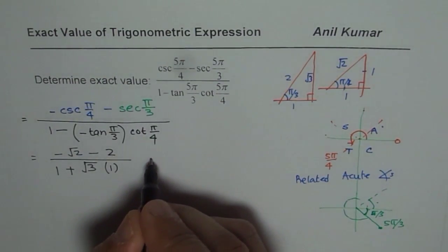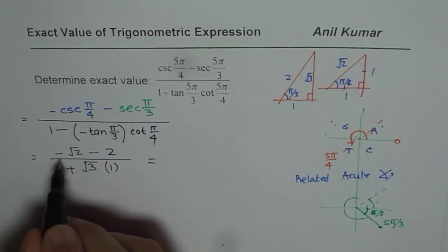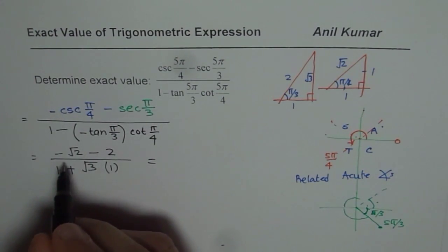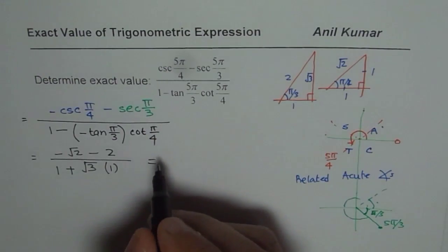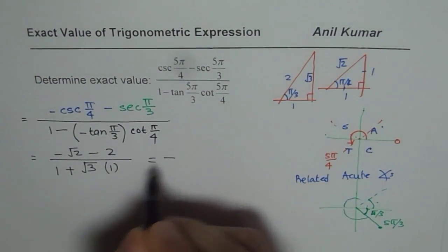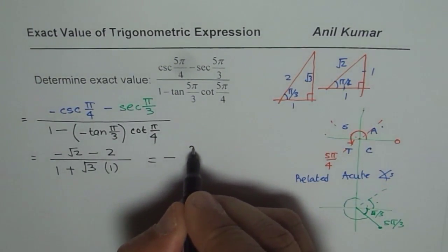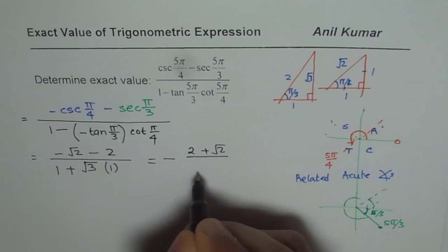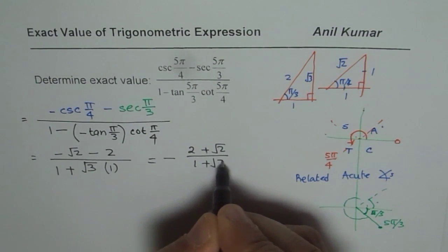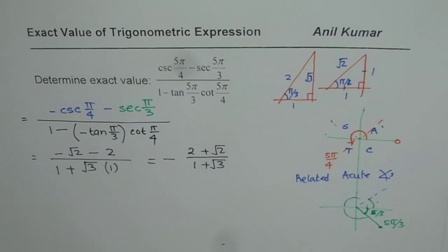So let me rewrite this. So let me take this minus. Okay, we can keep it as such also. Or at times we prefer to write, minus here. Let's write them all with positive sign. 2 plus square root 2 divided by 1 plus square root 3. Now that is what we get.